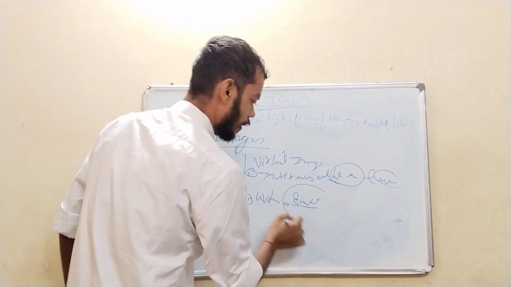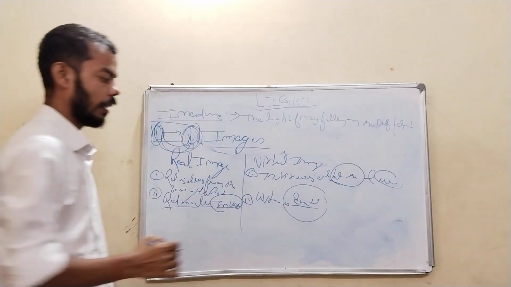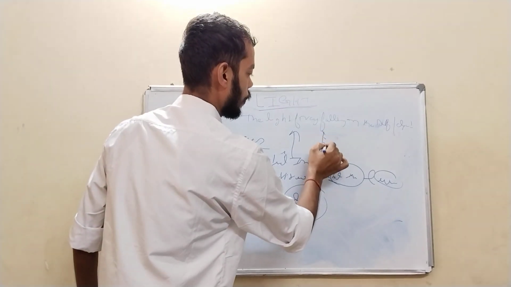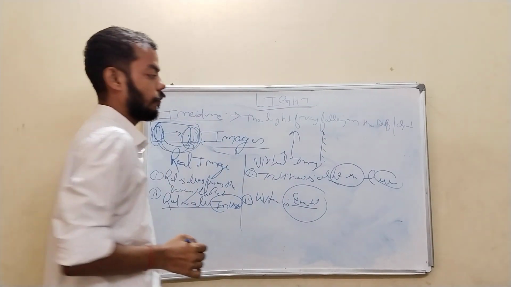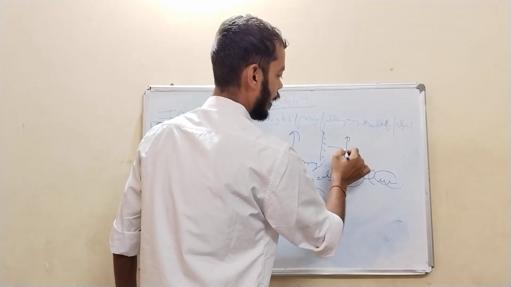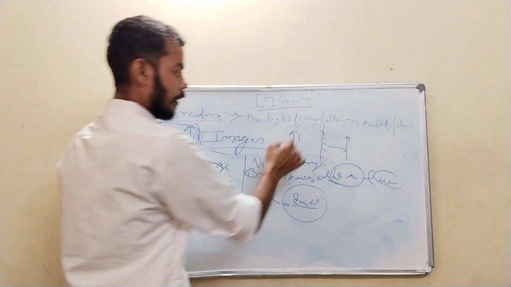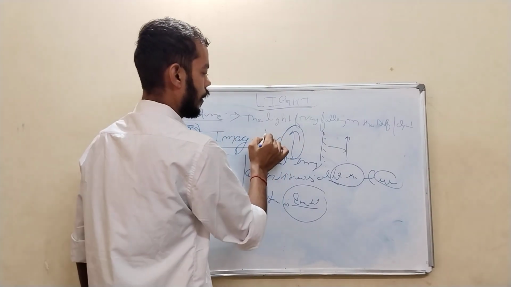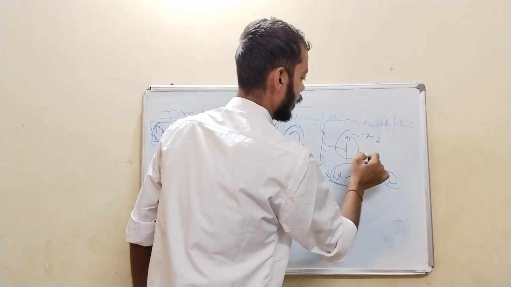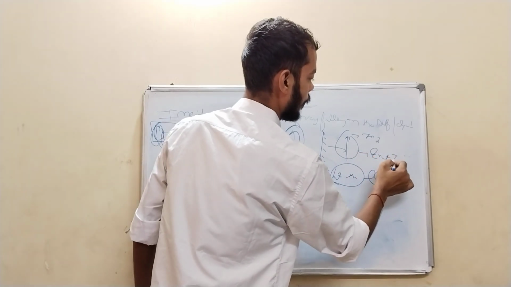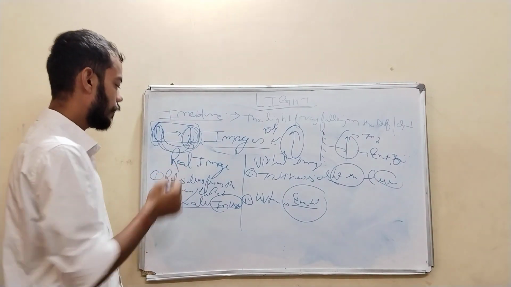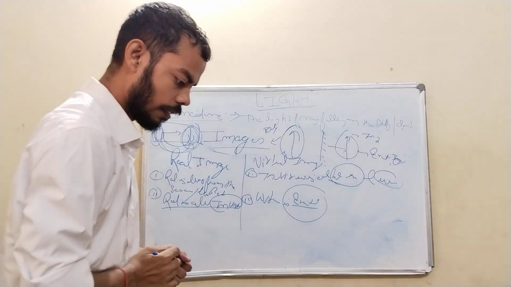And what is erect in the case of a virtual image? Suppose we take a plane mirror. A plane mirror also forms a virtual image, and the image is formed behind the mirror. So this is the object, this is the image formed, and this is an erect image. So this is our concept of real image and virtual image.